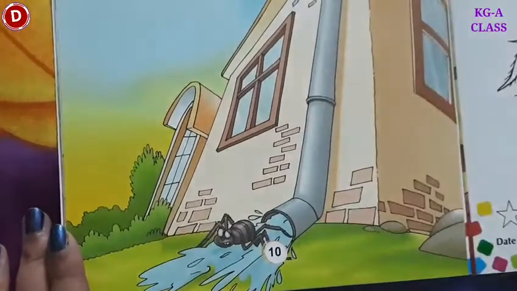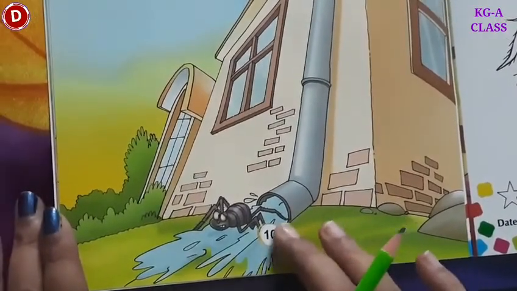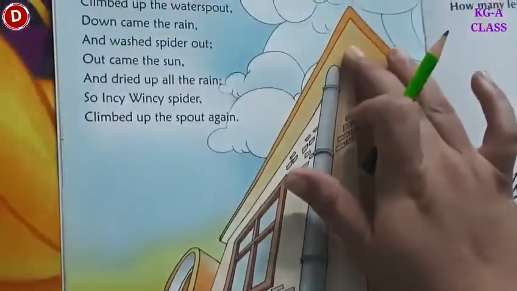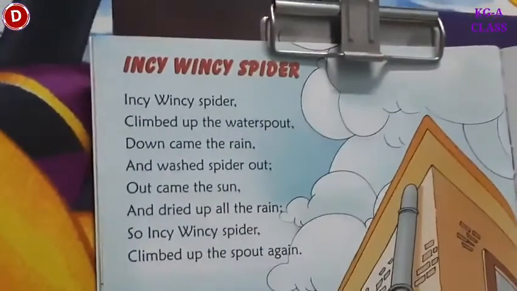Once she came down, but she did not give up, she did not lose courage. She again climbed up the spout again, and after this she climbed up here. Children, always learn, never give up. Okay?